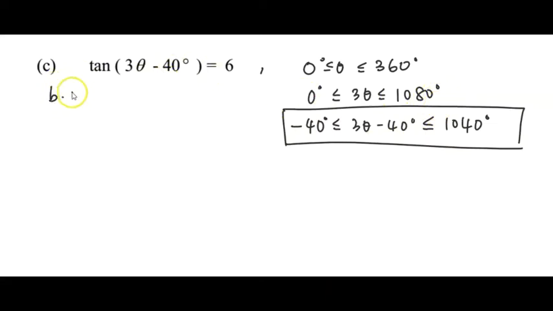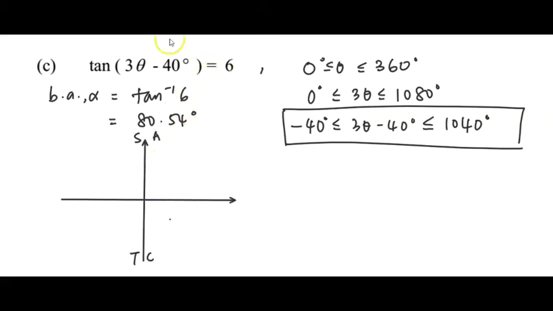So first, get your basic angle, which is alpha, that is arctangent 6. This is equal to 80.54 degree. Okay, then locate your angle by considering the sign of the 6. Here is a positive sign. So tangent positive means that your angle is in the first quadrant or third quadrant. And then locate your basic angle, which is next to the x-axis. That will be 80.54 here, and the other one is 80.54 over here.